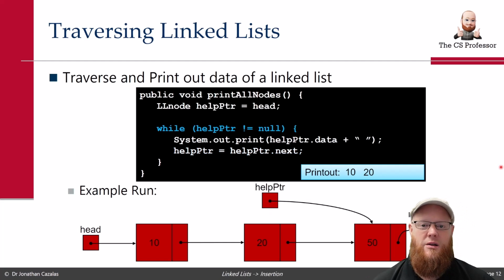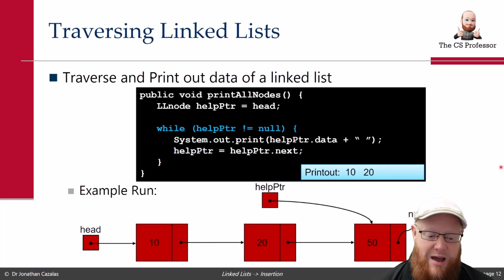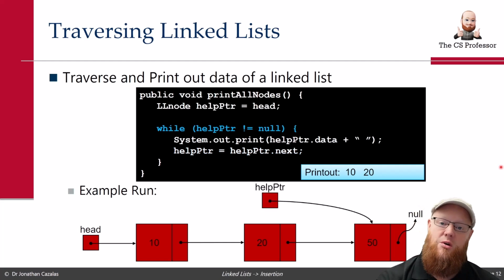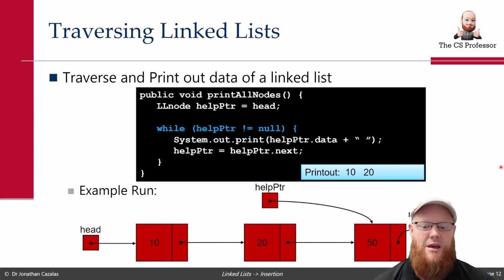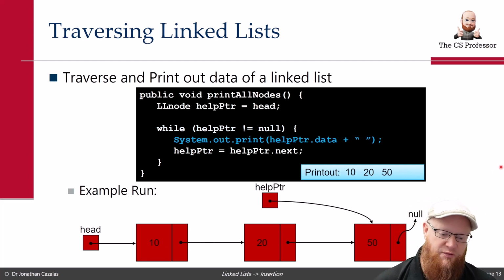We then do that. We come back to the while loop, the condition. Help pointer does not equal null. It's pointing to an actual node. It's doing this fantastic, super exciting dance. And then we do what? We print the data value, which is 50.